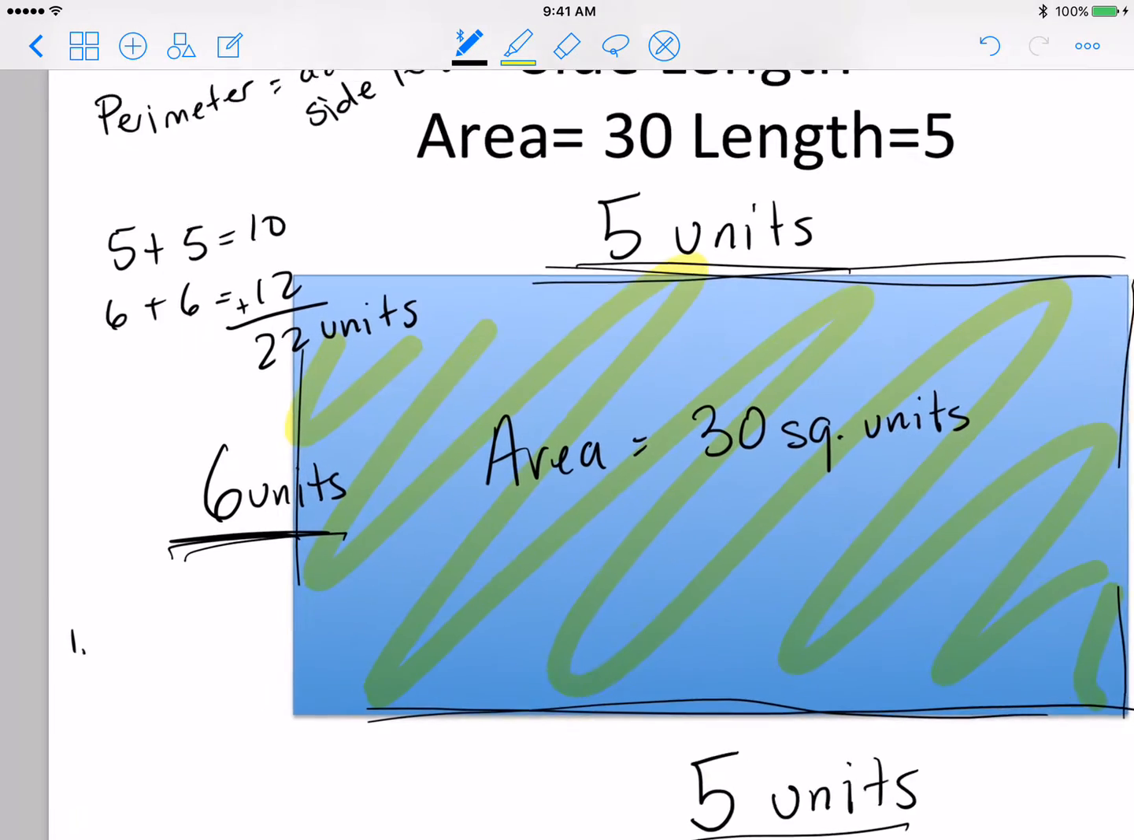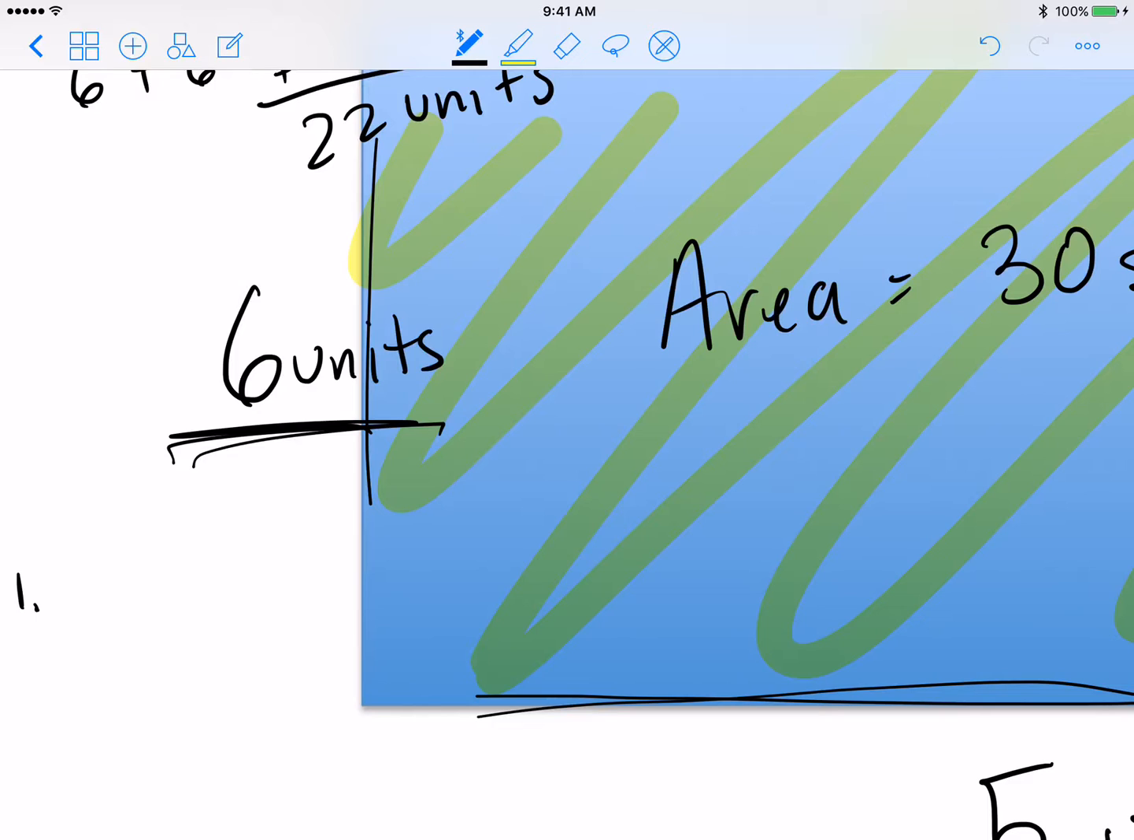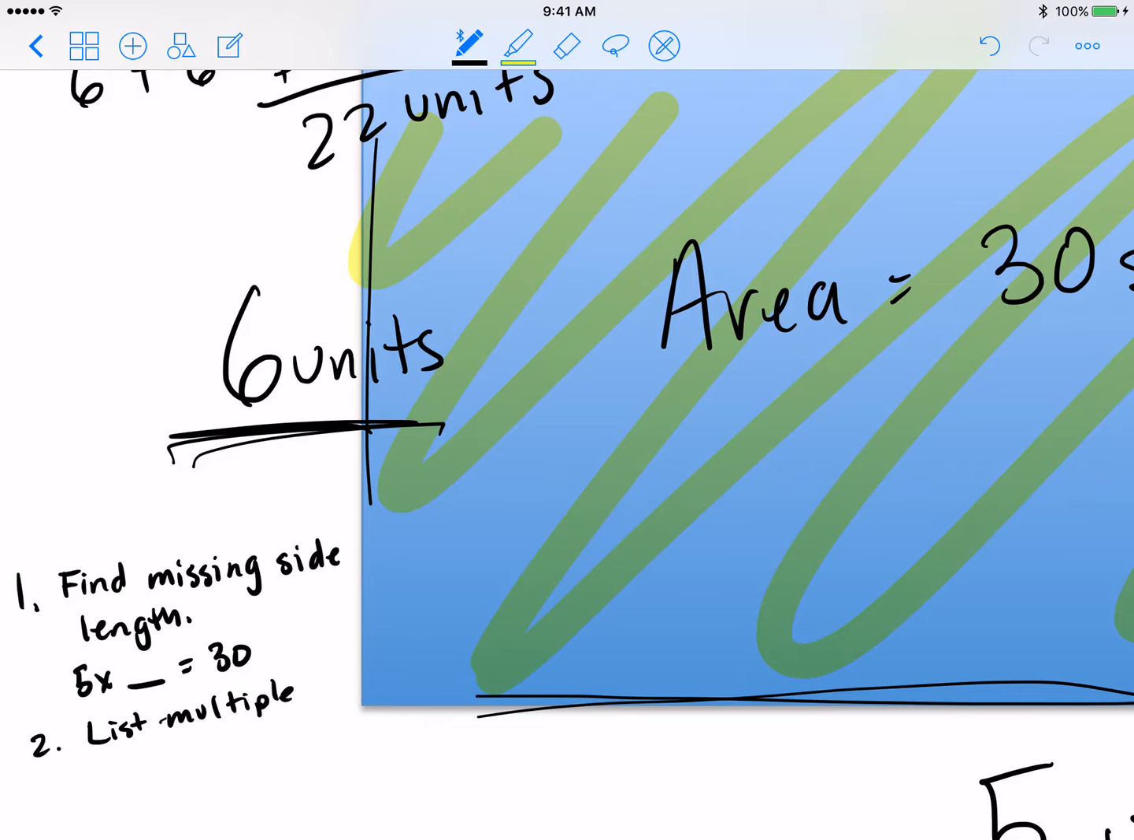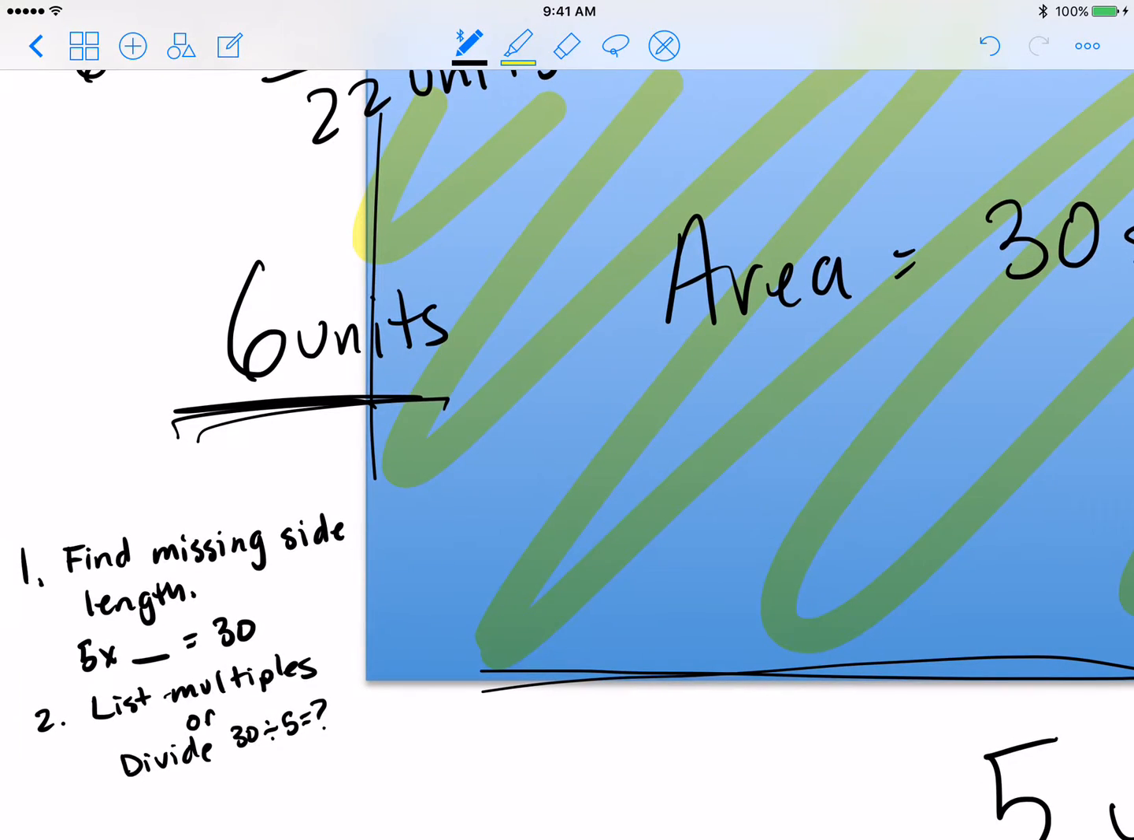Our first step was to find the missing side length. And we did that by, we knew that the area was equal to 30 and one side length was equal to 5. So we said 5 times what equals 30. Then you could either list the multiples, or divide. 30 divided by 5 equals what? Any strategy that you can use to find the missing factor or find the quotient, they both work to solve this problem.